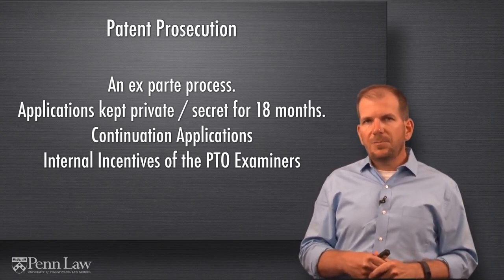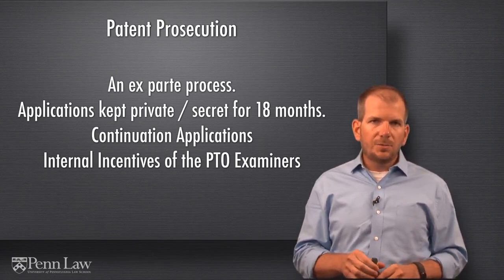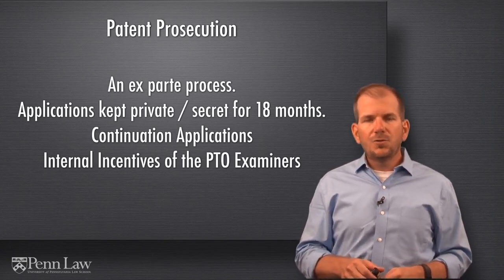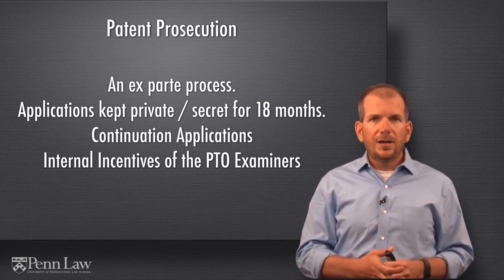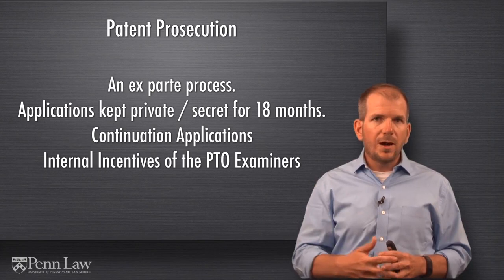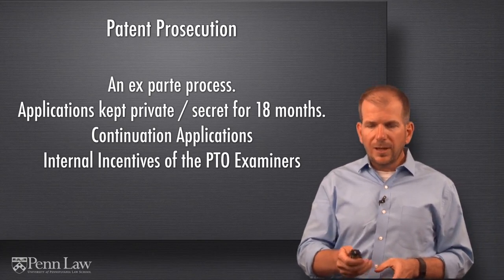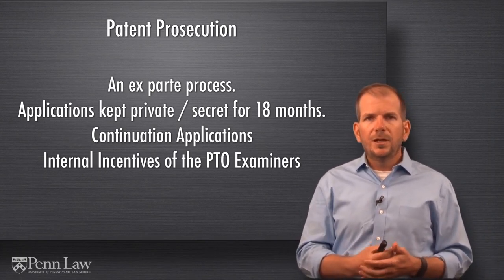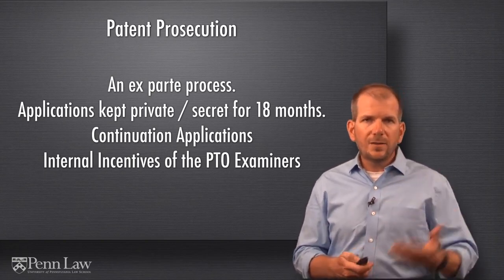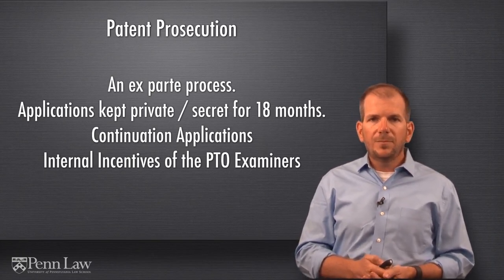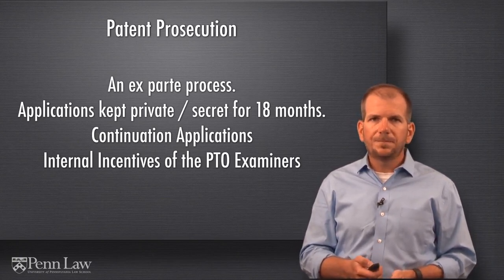You can have continuation applications, which means that when the Patent Office rejects your application for non-compliance with one of the standards for patentability, you can continue your application, often in an entirely new application, and essentially just keep the application going, keep trying to get your patent rights granted. And then we talked already a little bit about the internal incentives of the PTO towards granting patents, that a way of processing patents more quickly is to grant them more quickly, which can create incentives that are not necessarily aligned with what the public would hope the PTO is doing.